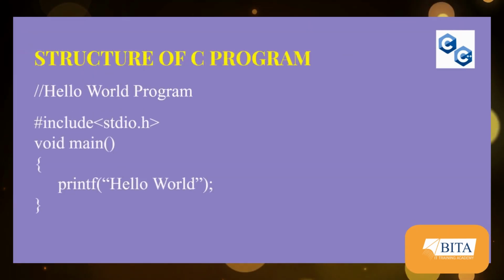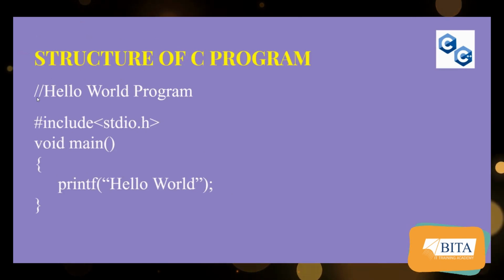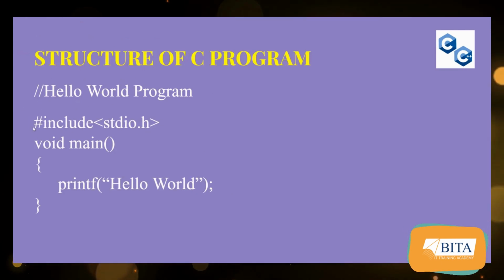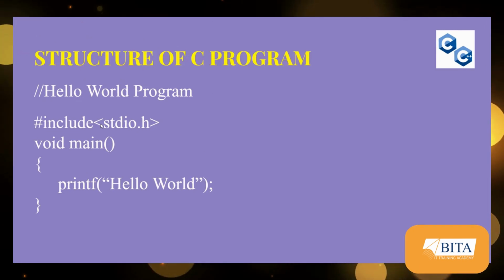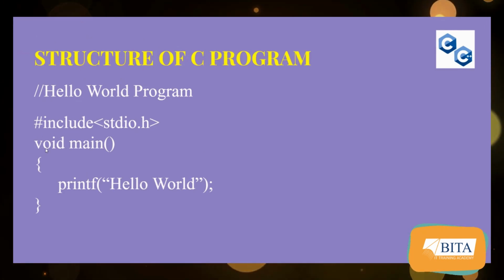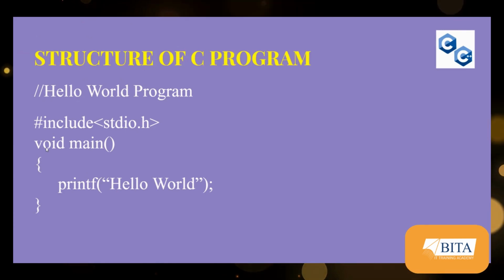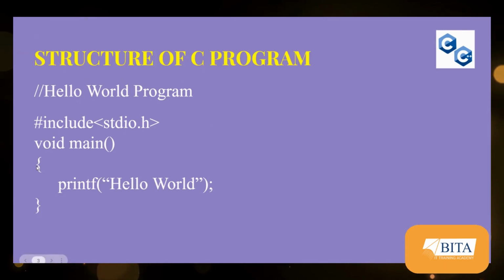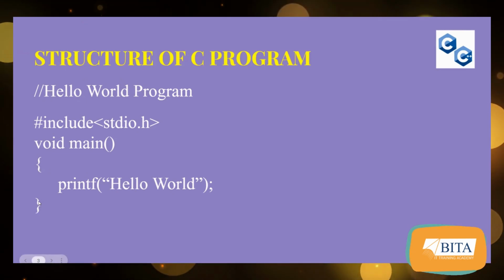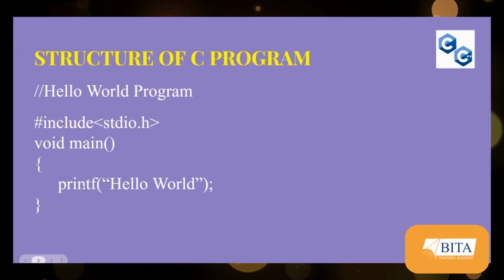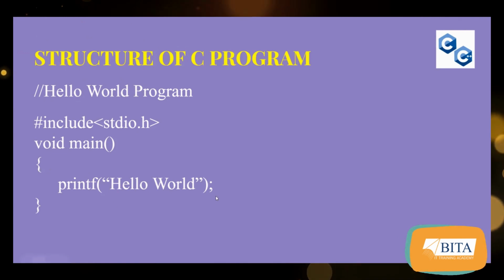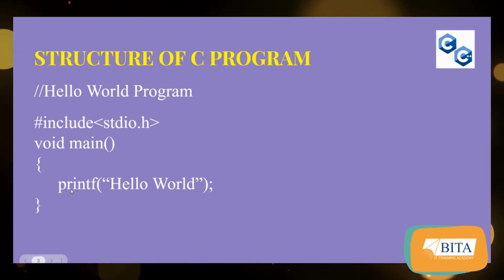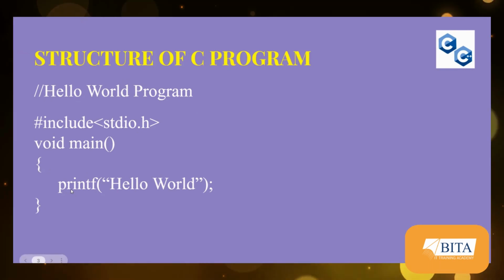So here is a sample code. The program begins with a single line comment statement, followed by the header file. Then comes the main part of the program, which is the main function. The actual lines of code are written within the curly braces. Then printf statement. The printf statement ends with the semicolon. The printf statement prints the output on the monitor screen.